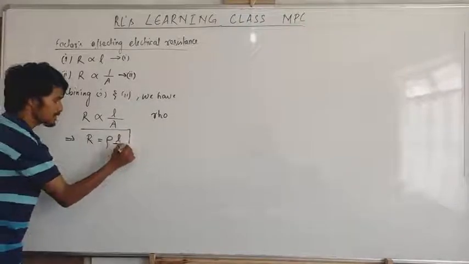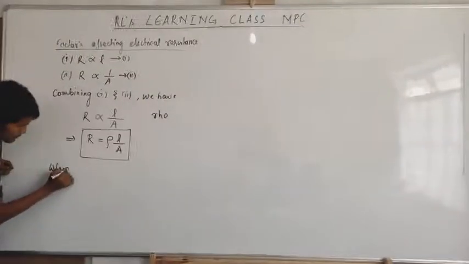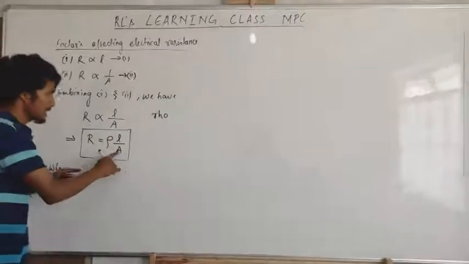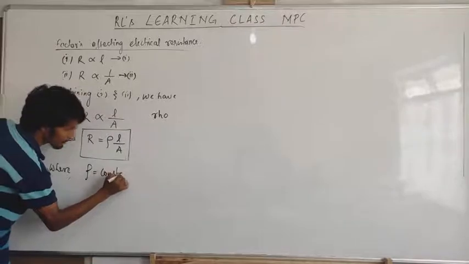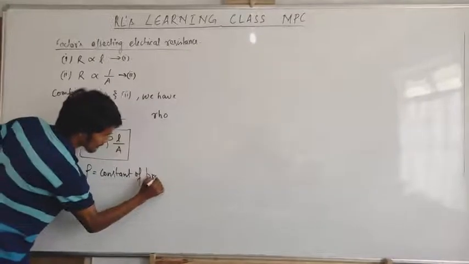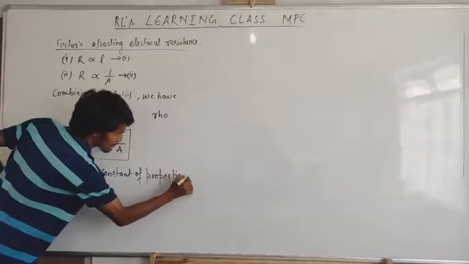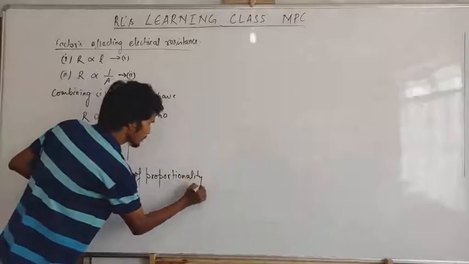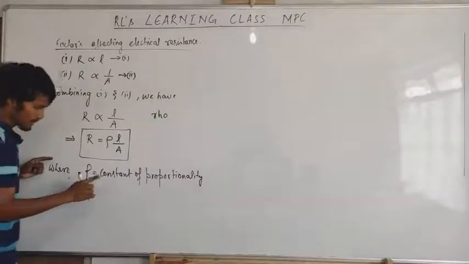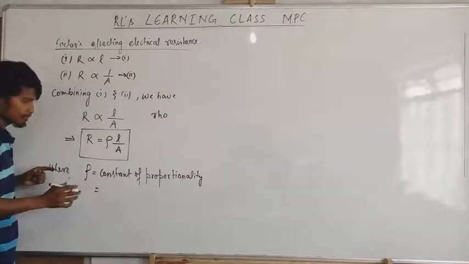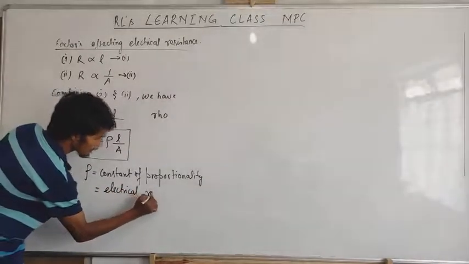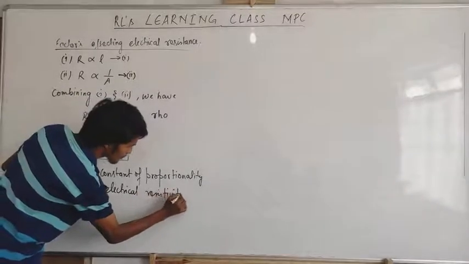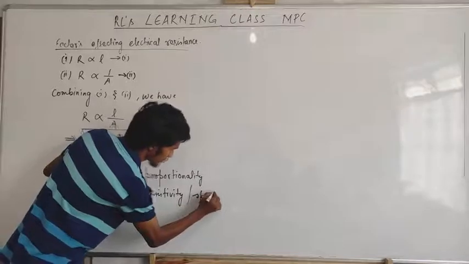Now, this will be the formula, where R is electrical resistance, which you already know, L is the length of the conductor, and A is the area of cross section. Then what is this rho? This is a constant of proportionality. But it has its own name. Its name is electrical resistivity, or specific resistance.